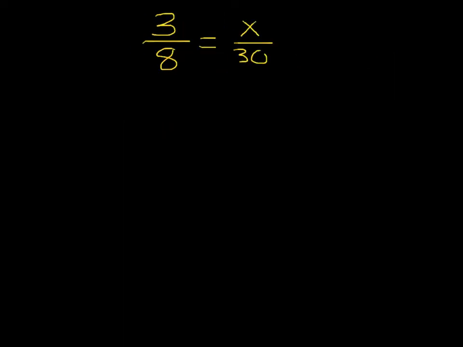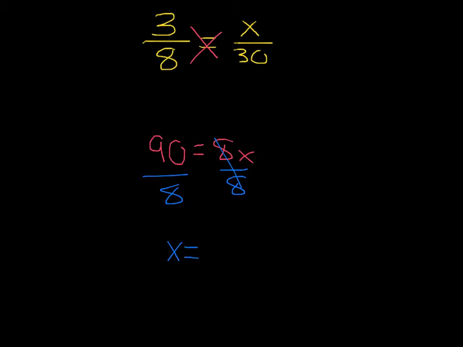Okay, same idea. First we're going to do 3 times 30, which is 90, and then 8 times x, which is 8x. And then to solve, divide both sides by 8, and x equals 90 divided by 8, which is 11.25.